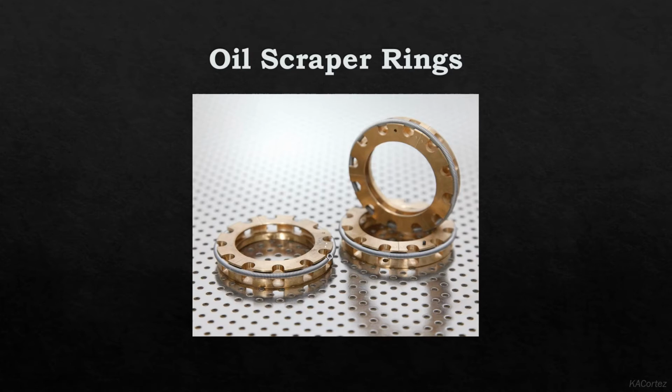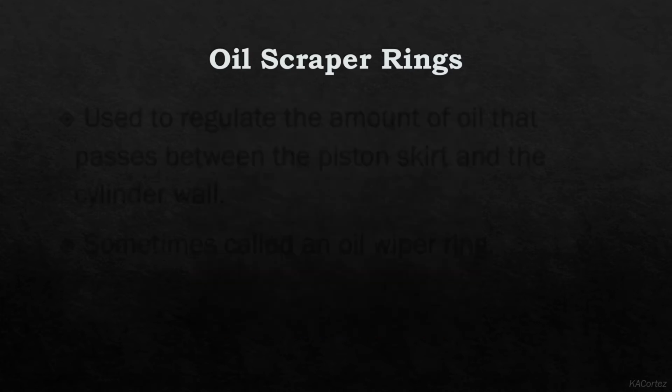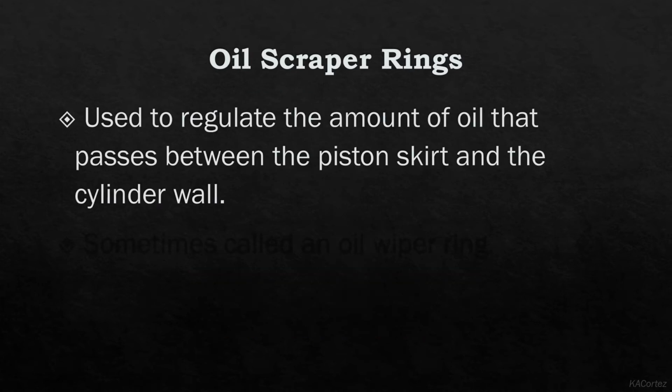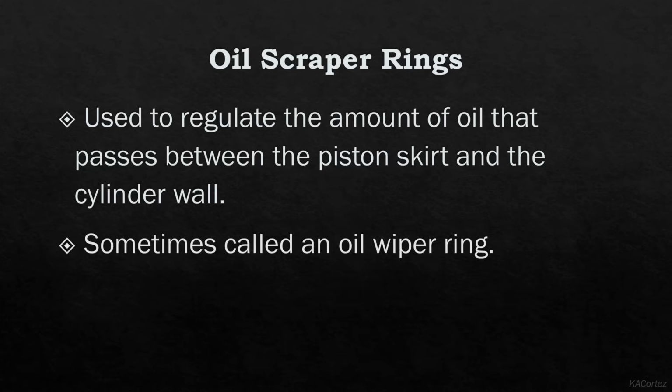Next is the oil scraper rings. It is used to regulate the amount of oil that passes between the piston skirt and the cylinder wall. It is also sometimes called an oil wiper ring.